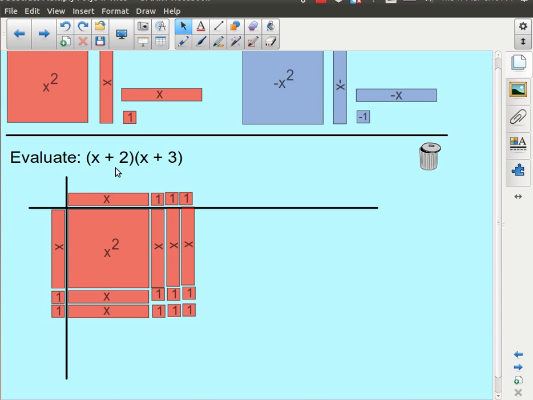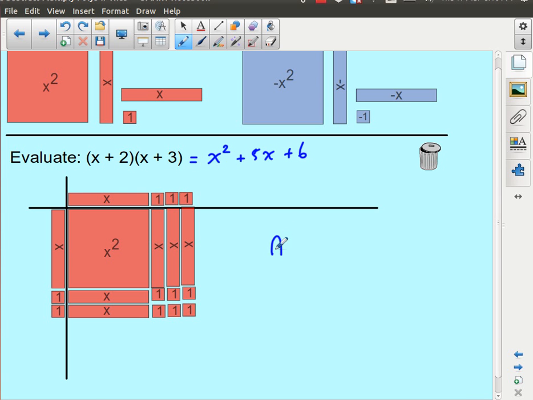And so this product, x plus 2 times x plus 3, is equal to, I just look at this shape that I have created. Make sure you don't include the original x plus 2 and x plus 3. They were used to create this shape, and this shape has an x squared in it. It has 1, 2, 3, 4, 5 x's, and it has 6 constants.